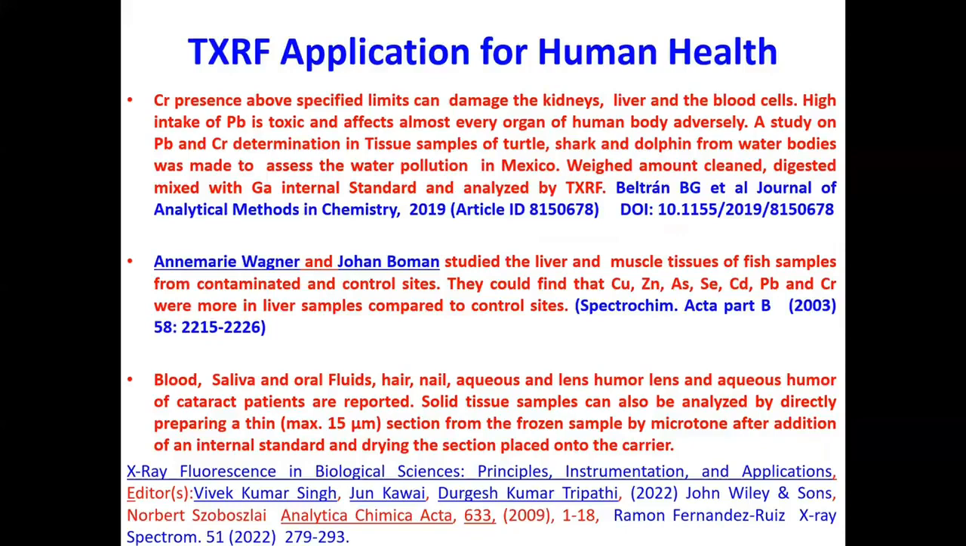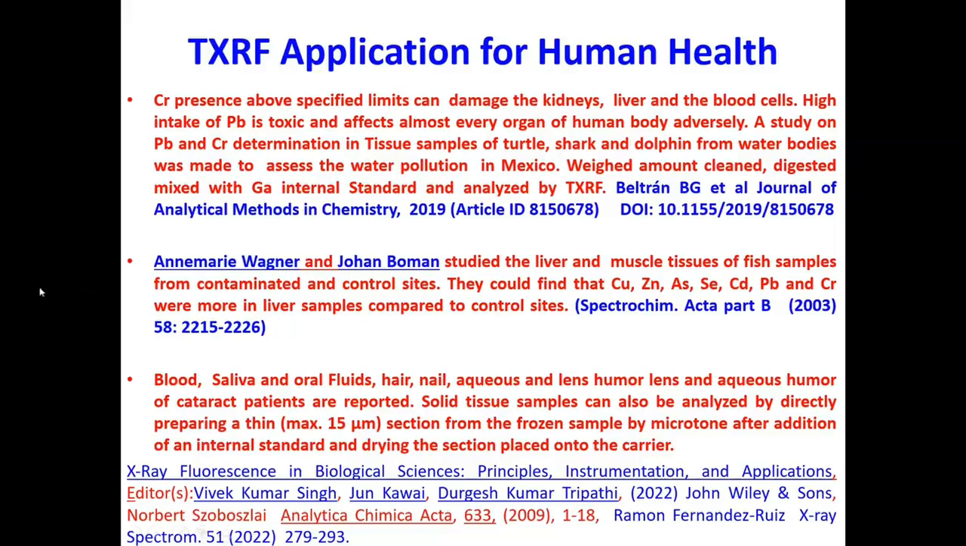One report is the analysis of chromium and lead in a water body. It has been reported by Beltran, B.G., et al. and published in the Journal of Analytical Methods in Chemistry in 2019. What they did, they took the tissue samples of turtle, shark, and dolphin from the water body, took a weighed amount, cleaned them, and then digested with gallium internal standard. And after analysis, they came to the conclusion that chromium and lead can be analyzed in the tissue samples.